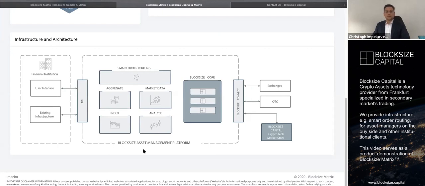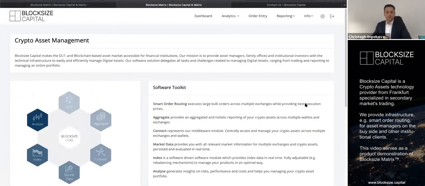And in the middle, of course, you can see the functionalities that I've shown during the last 10 minutes, right? The smart order routing in particular, the aggregation function, the market data, and some analysis features, so aggregated and layered order books, for instance, etc. And yeah, that's basically the overall infrastructure. Of course, there will be some questions.